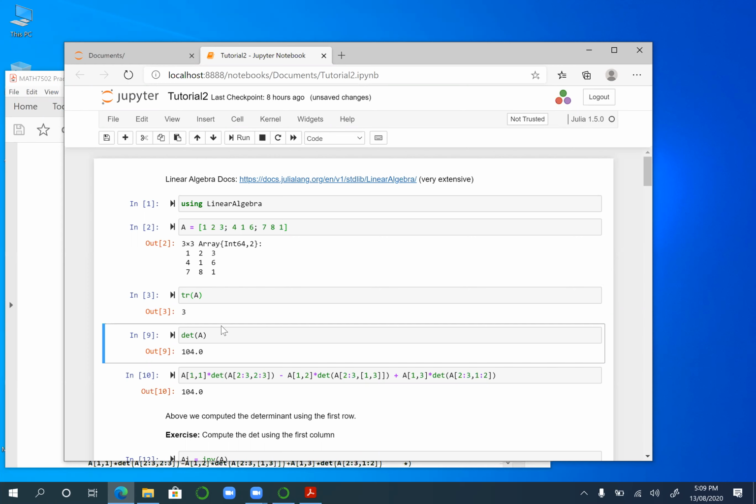The next thing that we want to do is calculate the determinant. So det of A. Now, sometimes it's handy to do this sort of thing by hand as well, so that you can see that your computer calculations agree with what you've got by hand. Here we get 104 for the determinant of the matrix, and that looks plausible.